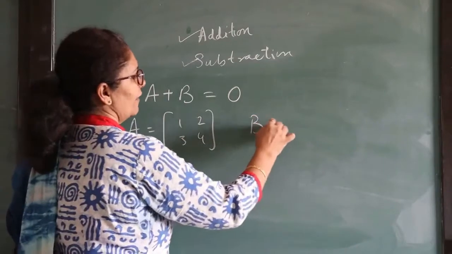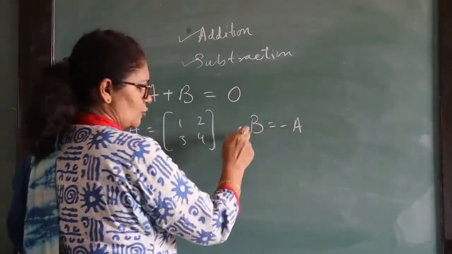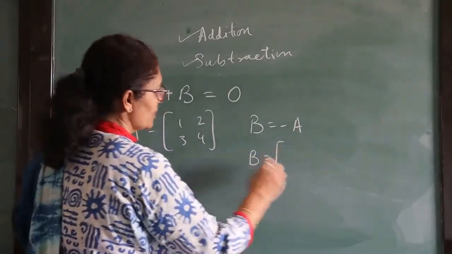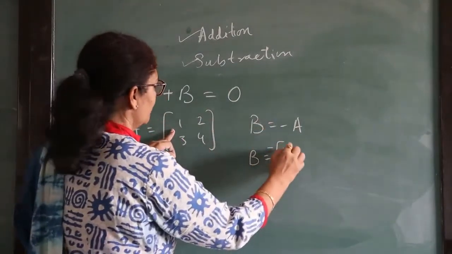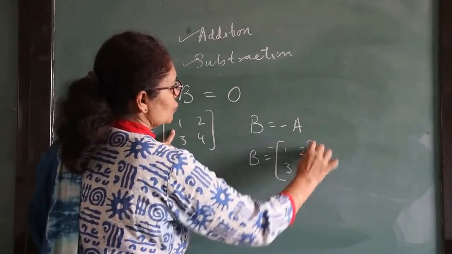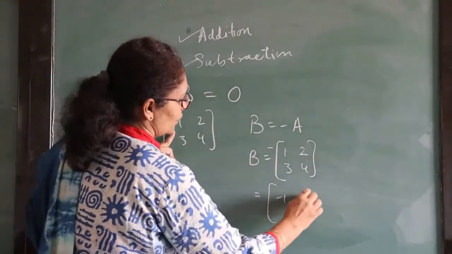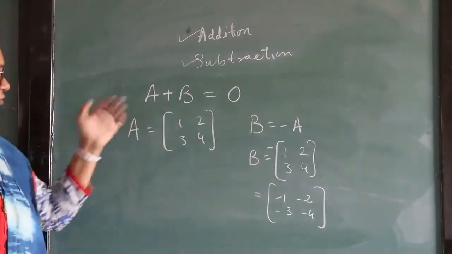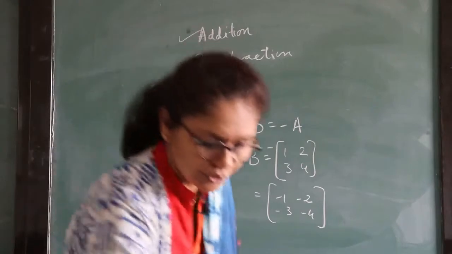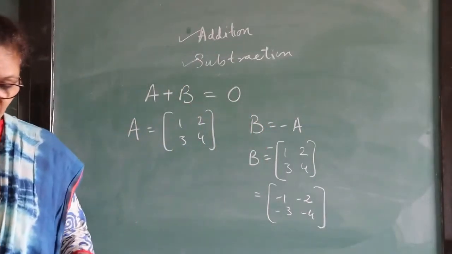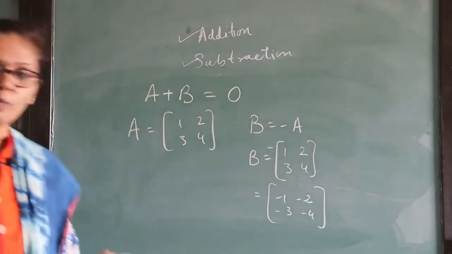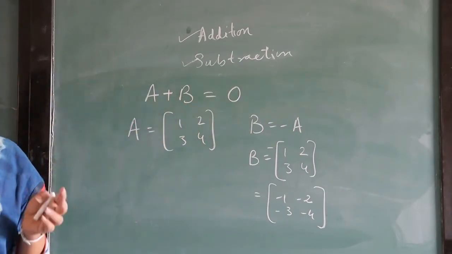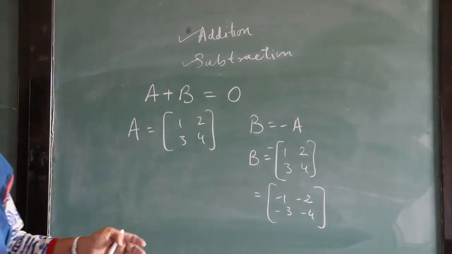What is the meaning of it? B will be minus A. So what I have to do when I write matrix B its inverse, I have to simply change the sign, means minus of 1, 2, 3, 4. So we can write minus 1, minus 2, minus 3, minus 4. This is the inverse of A. Only one condition you have to remember for additive inverse, that is if addition of two matrices is 0, then both are said to be inverse of each other. That way we have discussed all four properties.